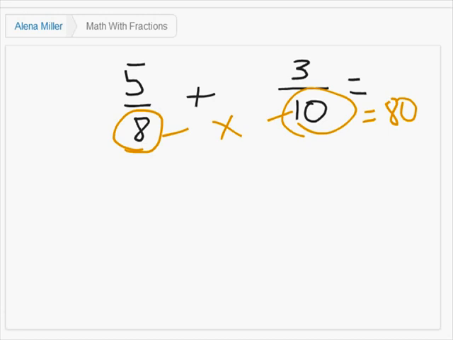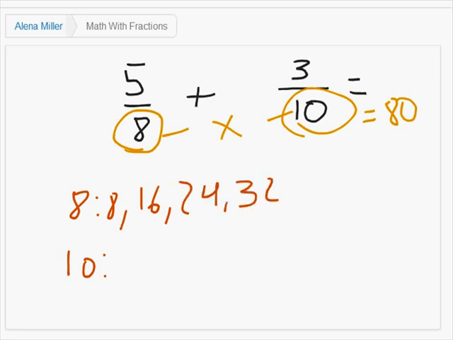Another way is to list off the numbers. If I have 8 and I have 10, I can count by both of them. 8, 16, 24, 32, 40, 48, and so on.